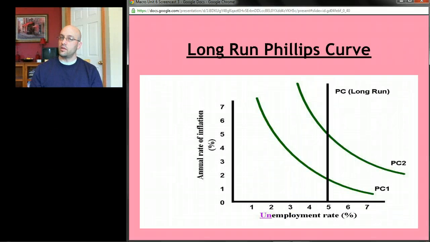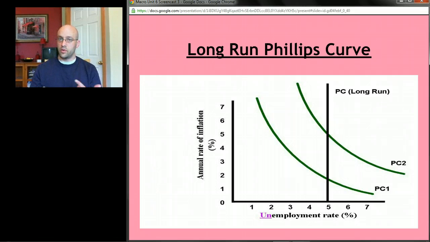What that means is that in the long run, the Phillips curve is also going to be a vertical line at the natural rate of unemployment, at full employment, which is roughly 5%. In the long run, we might have any rate of inflation, but we're going to be at full employment. So you need to be able to distinguish between the short-run Phillips curve, which shows that short-run trade-off between unemployment and inflation, and the long-run Phillips curve that shows that there actually is no trade-off between unemployment and inflation.